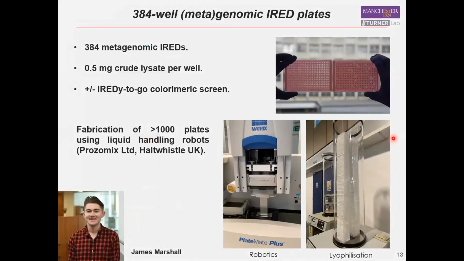Now, the way we've created this latest set of enzymes is via this approach of metagenomics. So basically, we used sequenced metagenomes to find new homologs of existing enzymes. And then we build the DNA, we convert that into the enzyme, and we construct plates, each of which contain 384 different imine reductases or reductive aminases. We do this with our company partner, Prozomics. So we go all the way from design of the enzymes using the metagenomic sequences through to production, essentially mass production of these plates, which can then be used by anybody around the world for screening towards substrates of interest. And this work was carried out by James Marshall, who's a PhD student in my group.